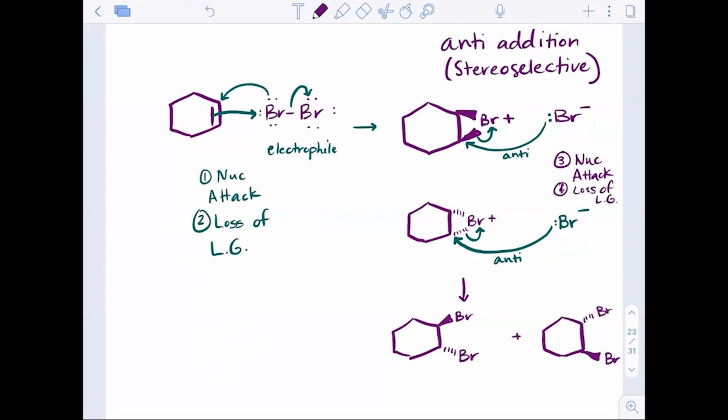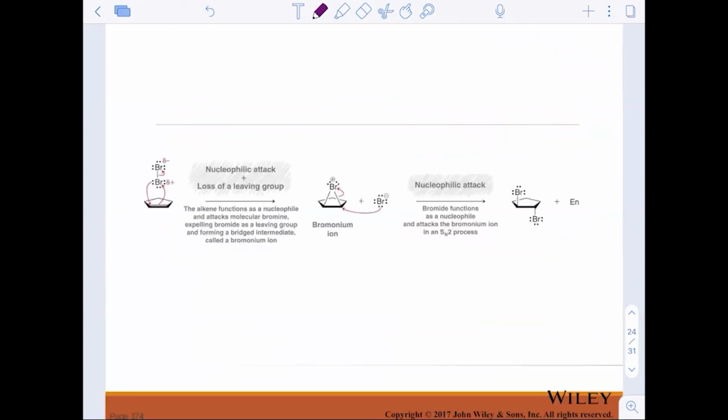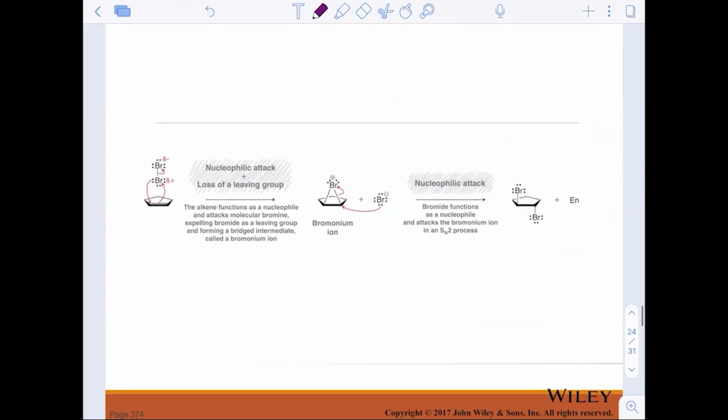Just in case a perspective or a wedge and dash bond line structure doesn't do it for you, the textbook does have a really good diagram with the Haworth projections. These would not be necessary for you to draw, but just in case you wanted to see how that back bonding occurs when we have the nuke attack, the loss of the leaving group, and the back bonding, right?